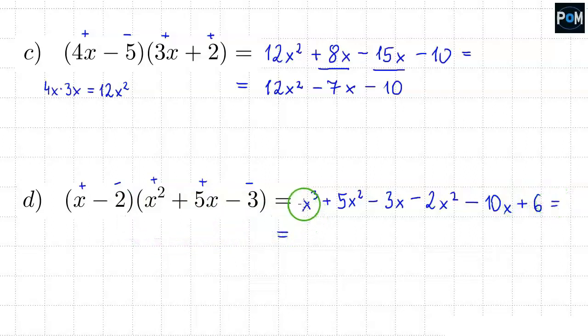Now we combine like terms. There's only one x cubed, so we rewrite it. X squared is here and here. We'll combine these two together. Positive 5x squared minus 2x squared equals a positive 3x squared. We also have to combine negative 3x and negative 10x, which totals negative 13x, and then plus 6 unchanged.